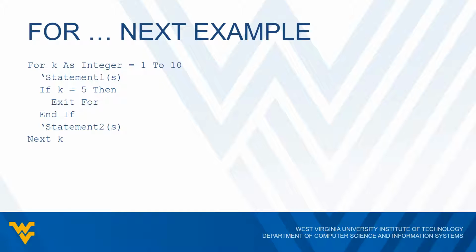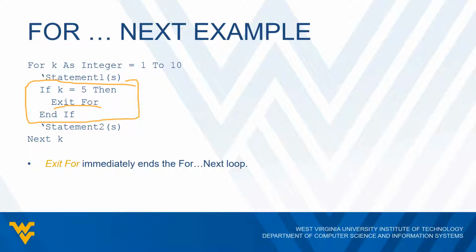So we have for k as integer 1 to 10, same as before, nothing out of the ordinary. And then we have our set of statements that's commented. And then we see we have if k equals 5, then exit for, and end if. So we have this if statement right here. So here we have exit for. So what exactly is going on here? Well, exit for immediately ends the for next loop. Doesn't matter how many iterations we have left to go. We just completely get out of the loop. So this is actually like a break statement in other programming languages.